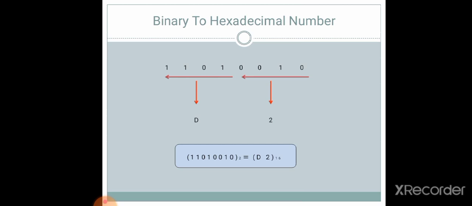Again, if you find there are insufficient bits for making a group of 4-bit binary, then you have to complete the 4-bit binary group by simply putting zeros in front of the number. So with the help of zero padding you can complete your 4-bit binary group, right?